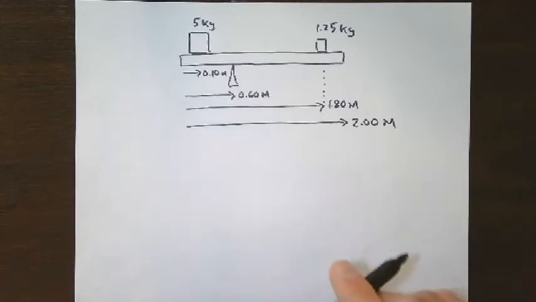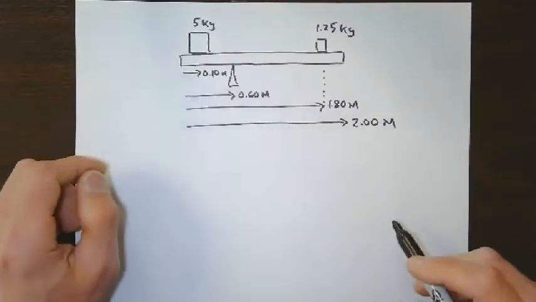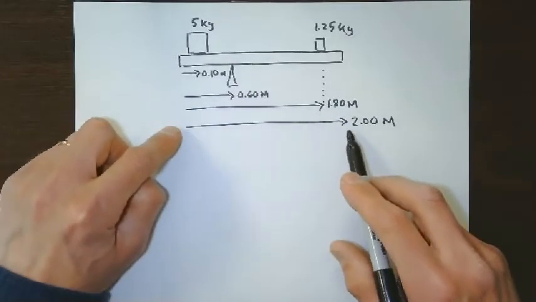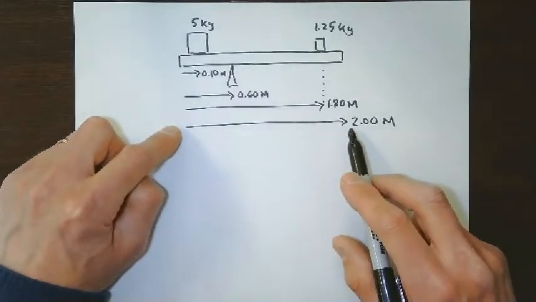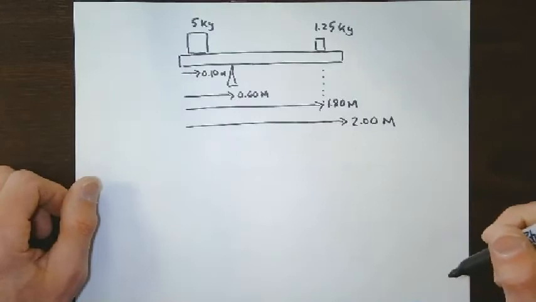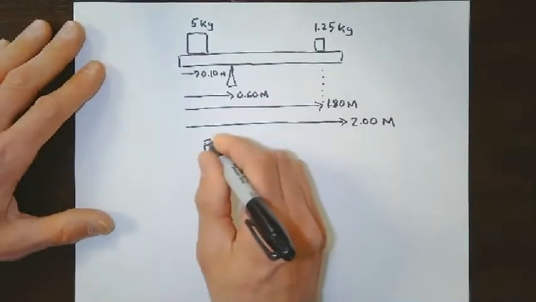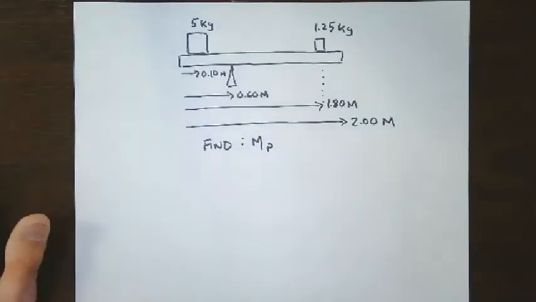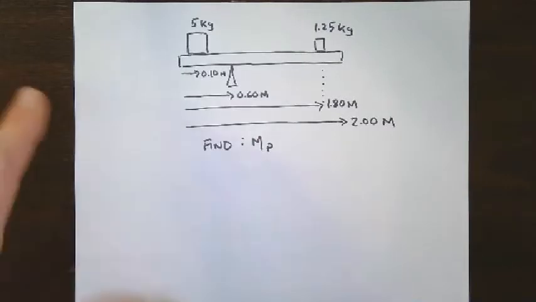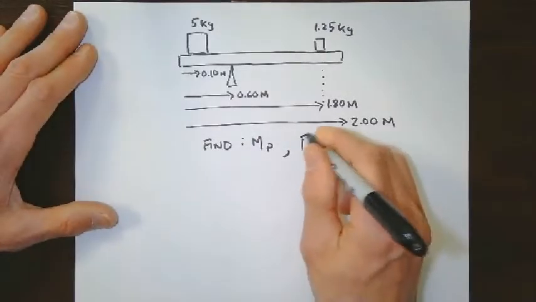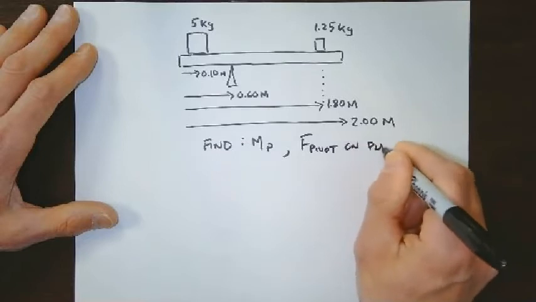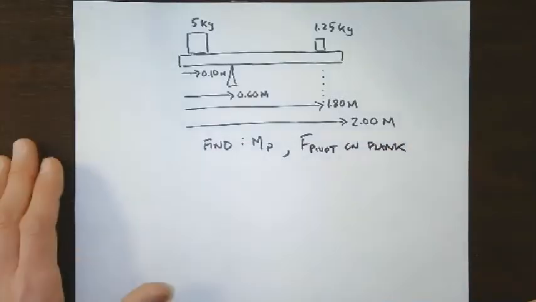The different distances are given here to the mass, to the pivot, to the second mass, and the overall length of the board. You're asked to find the mass of the plank. You're also asked to find the force that the pivot exerts on the plank when this is balanced. And so we'll do that last.